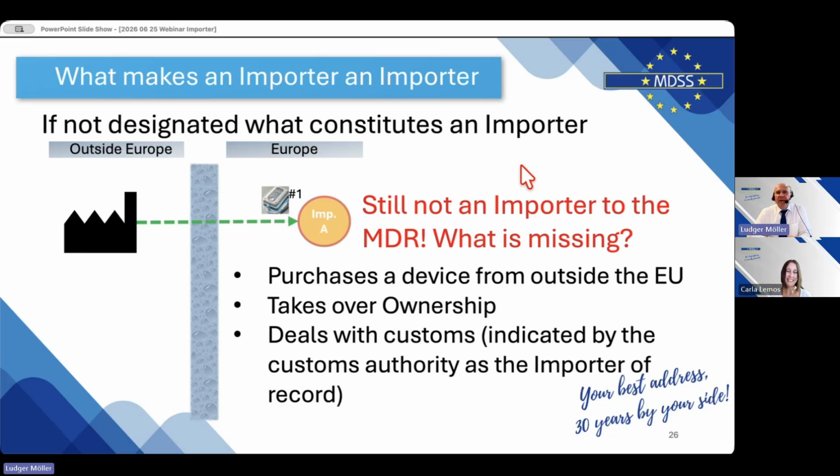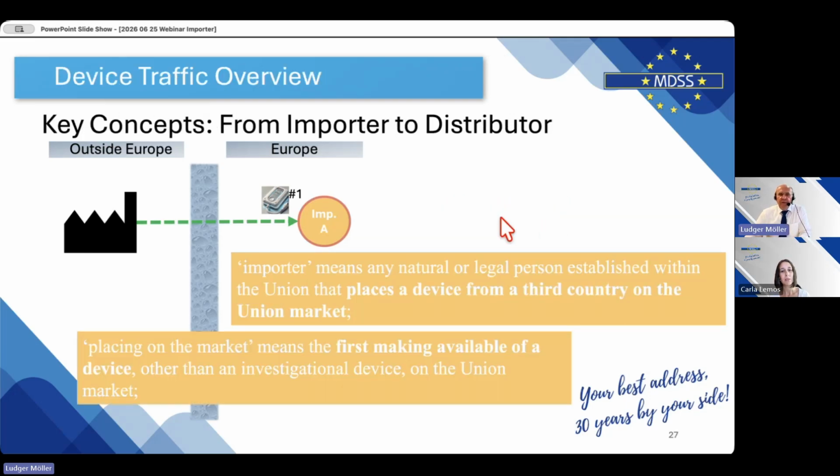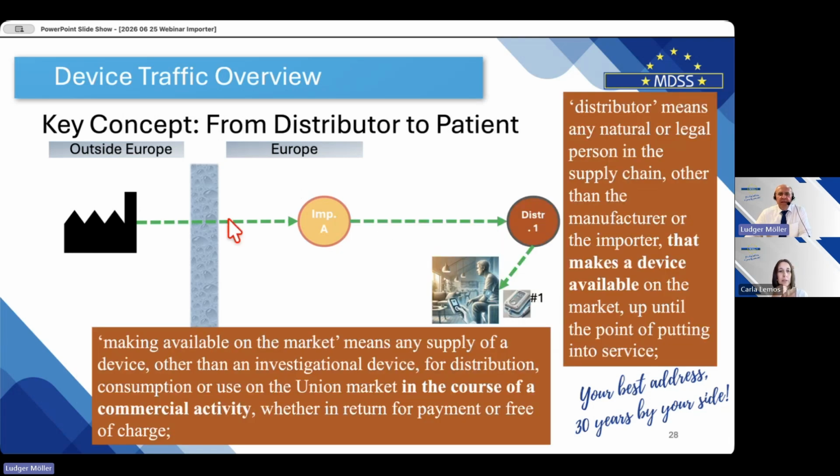Yeah, so I'm going to go quickly through the slides. We still have a couple more minutes. So, still not an importer under the MDR. What's missing here? Purchase a device from outside the EU, takes over ownership, deals with customer, indicated by customs authority, etc. That's on these slides here. You may have a look at this. And then the key concept, I'm repeating this here. And then the aspect of whether the importer can distribute the product, and that's what he is doing, right? Here is the importer and he sells it to the distributor, not a problem. And here is the definition of the distributor.